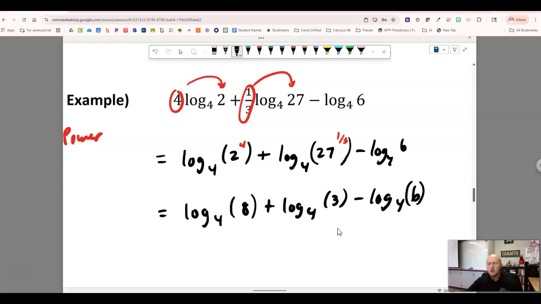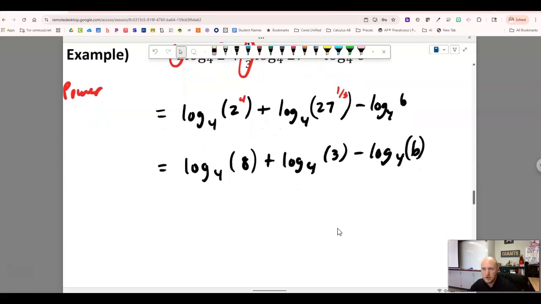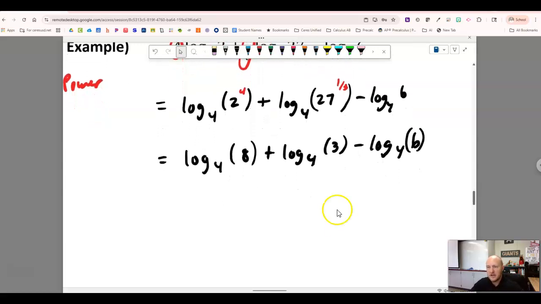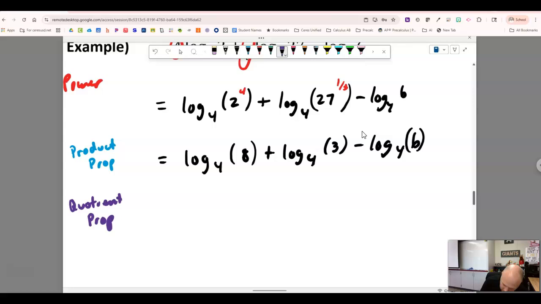Now, a couple of ways to do this, depending upon what type of person you are. You can go step by step and work from left to right. If you go from left to right, the first thing you're going to encounter is the product property. You multiply 8 times 3, which gives you 24. Then, once you have log base 4 of 24, you can subtract log base 4 of 6. You would divide those, using the quotient property.